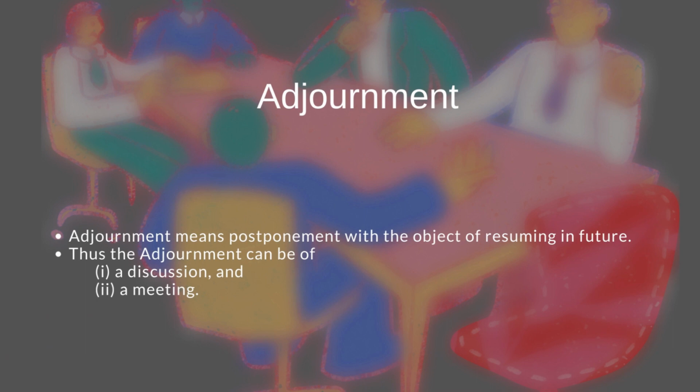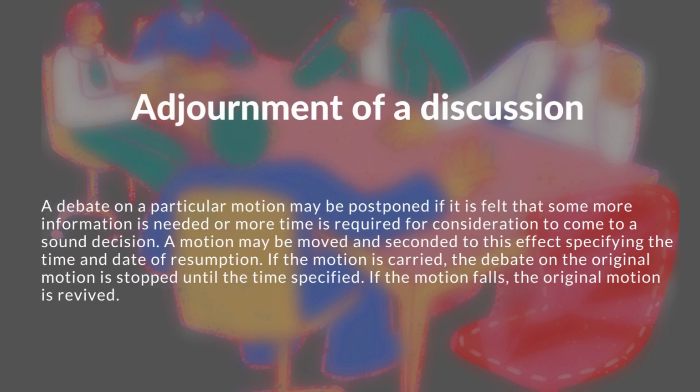Now we'll talk of adjournment. Adjournment means a postponement with the object of resuming in the future. So adjournment can be of a discussion or it can be of the meeting itself. For example, in a debate, a particular motion may be postponed if it is felt that some more information is needed or some more time is required for consideration to come to a sound decision.